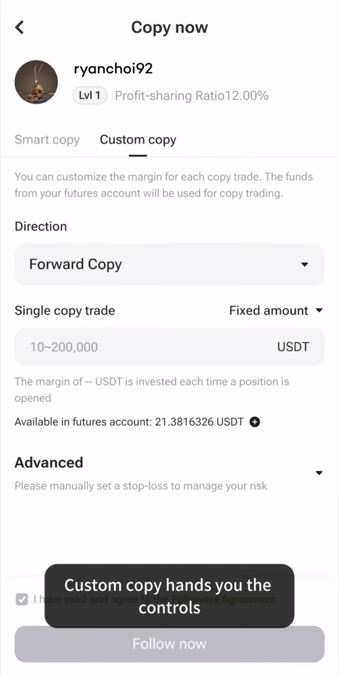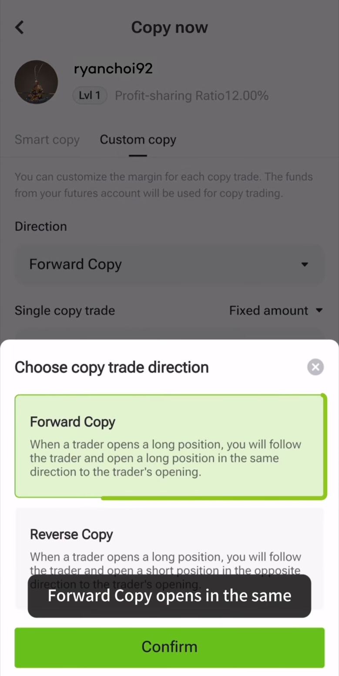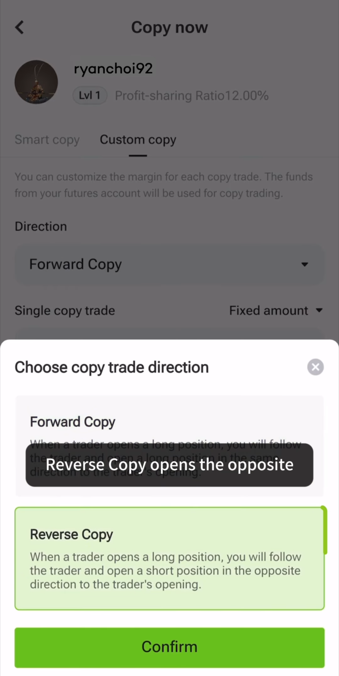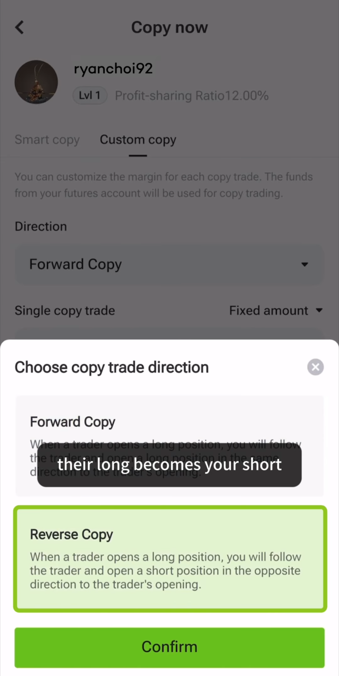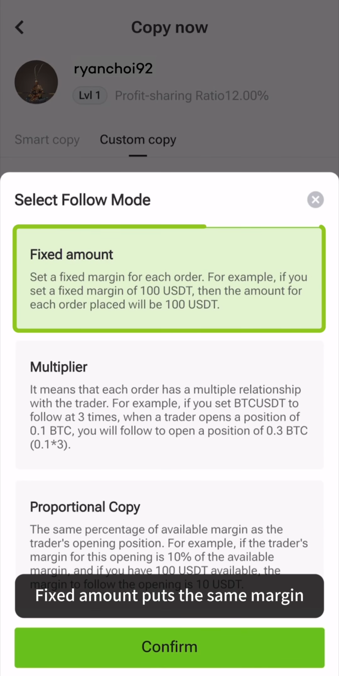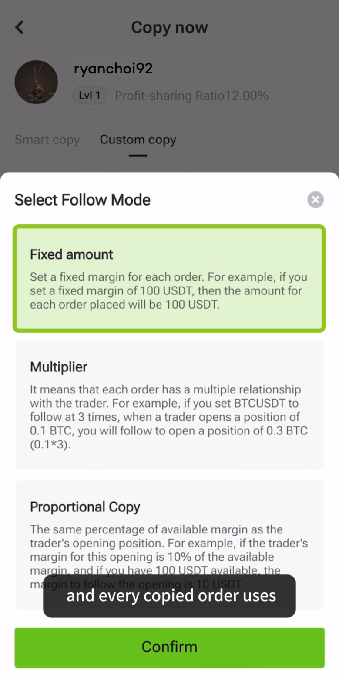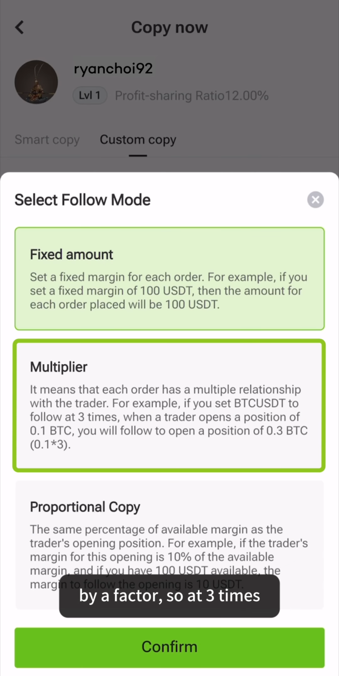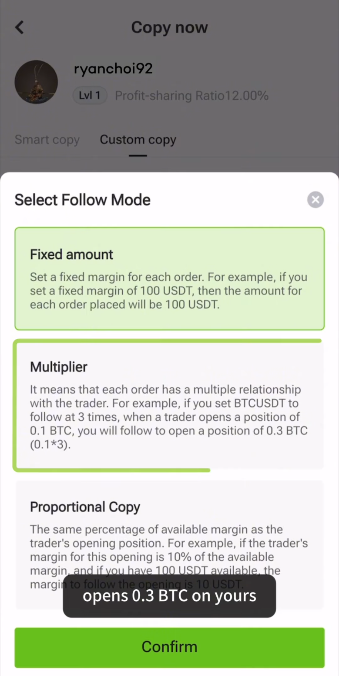Custom Copy hands you the controls. First, direction. Forward copy opens in the same direction as the trader, so their long becomes your long. Reverse copy opens the opposite, so their long becomes your short. Then choose how each order is sized. Fixed amount puts the same margin into every position, so set 100 USDT, and every copied order uses 100 USDT. Multiplier ties your size to theirs by a factor, so at 3 times a 0.1 BTC position on their side opens 0.3 BTC on yours.